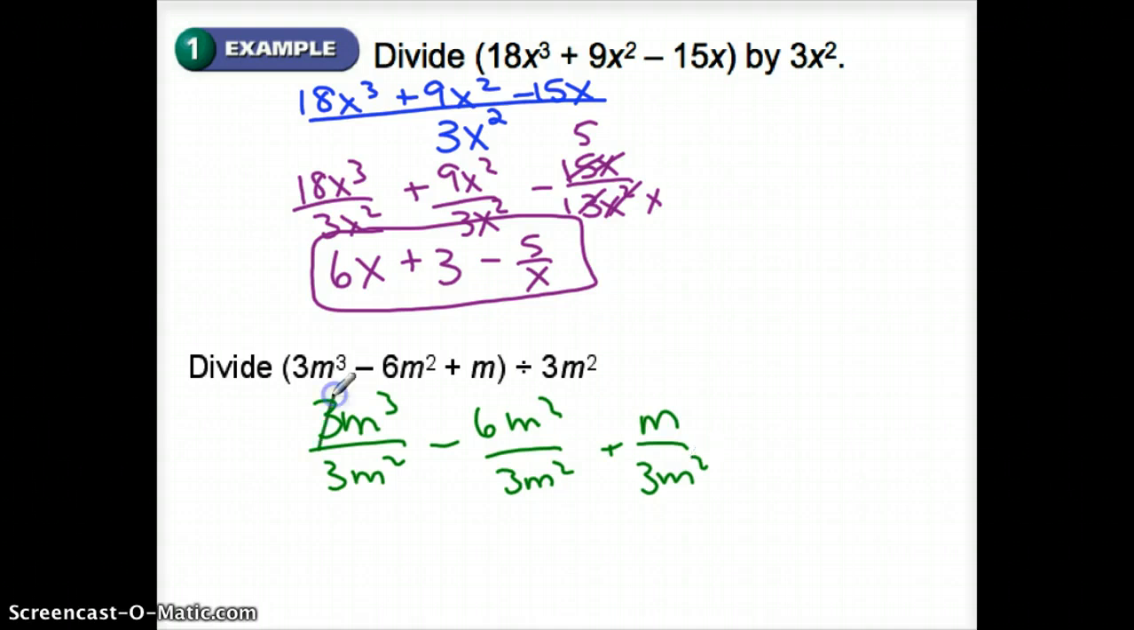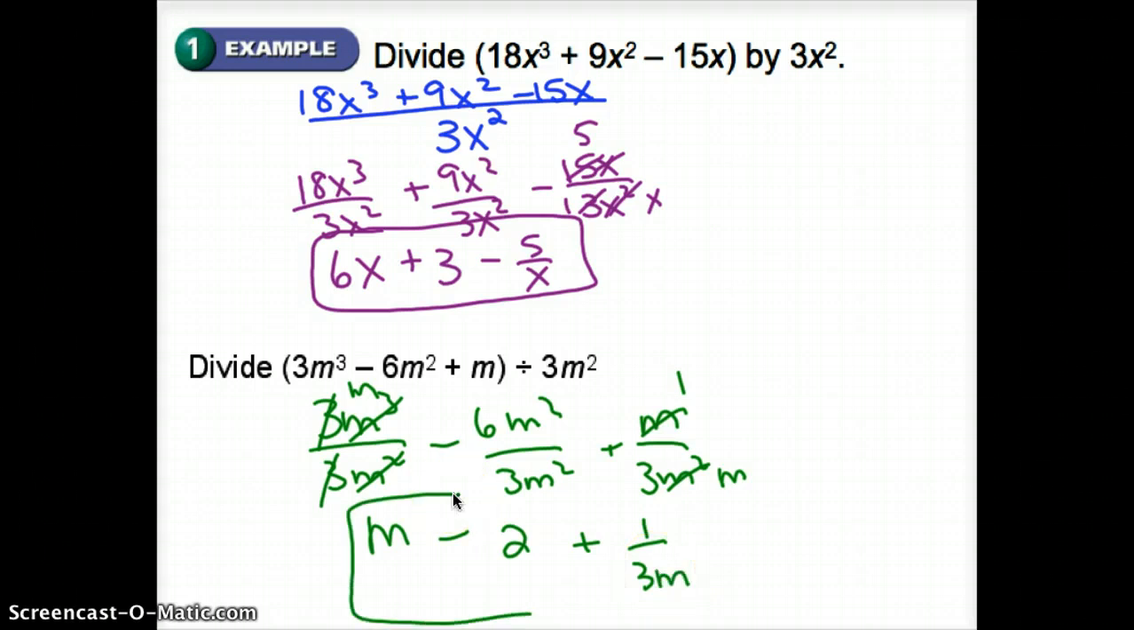This first one, cross cancel, that's just going to be an m. So m minus 2 plus, that's going to be just an m and a 1, 1 over 3m. You should have gotten m minus 2 plus 1 over 3m. So if we're dividing a polynomial by a monomial, you can just divide each part relatively simply, just like you've done in the past.